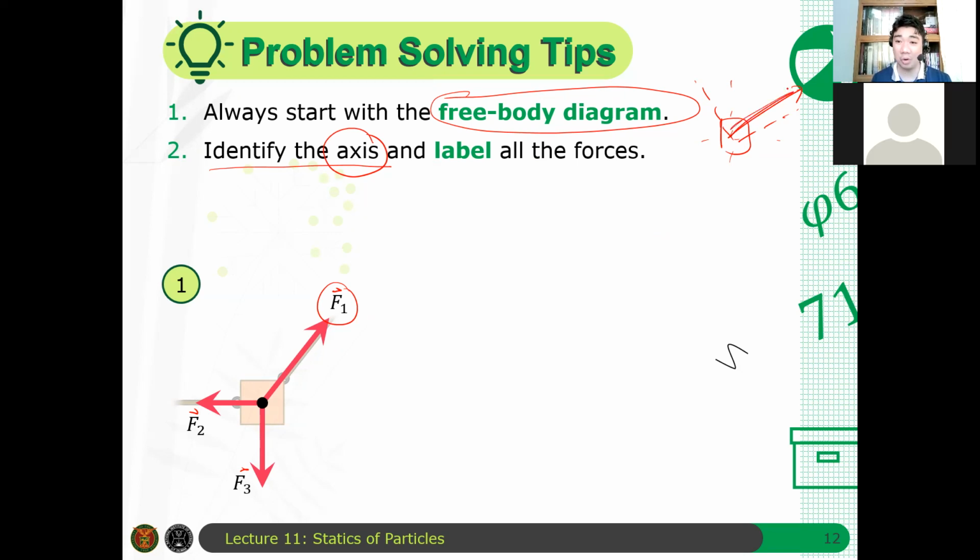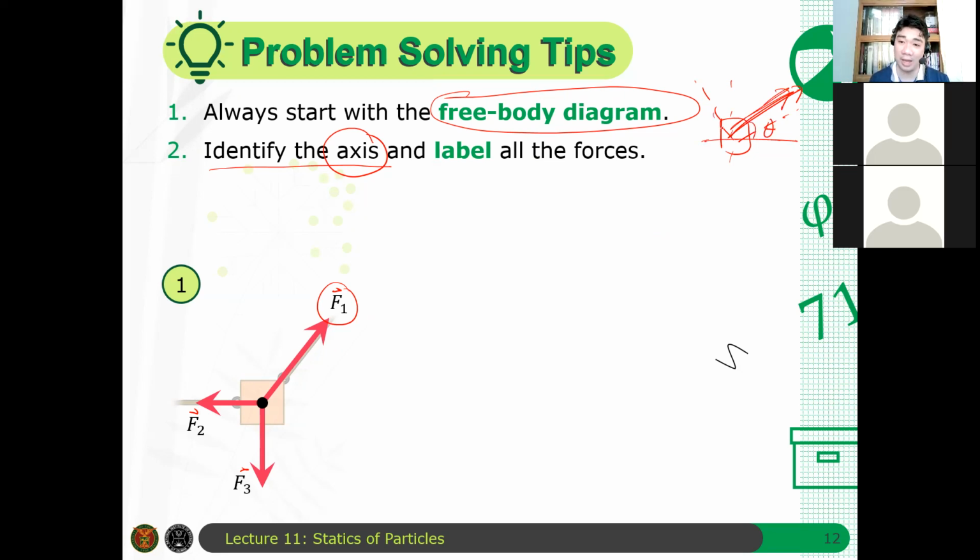Kumbaga nakaturo pa rin dito. Pero ang nagbabago lang kung anong ibig sabihin ng angle na to. Pwede yung angle na to yon, di ba? Yung angle nagbabago, pero yung pagkakaturo niya doon sa direksyon hindi. Hindi mo naman inikot yan eh. Okay? Questions? May tanong? May tanong? Yeah. Okay, thank you for your responses.